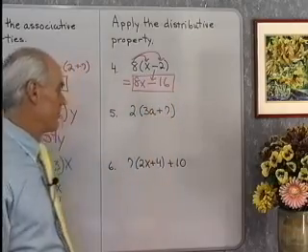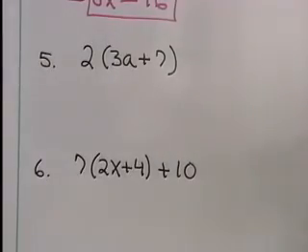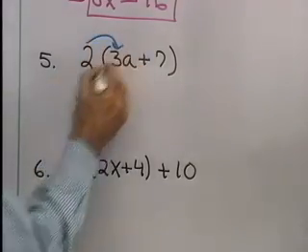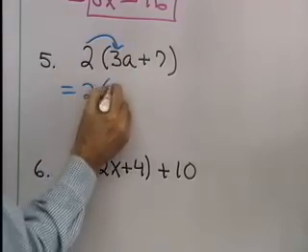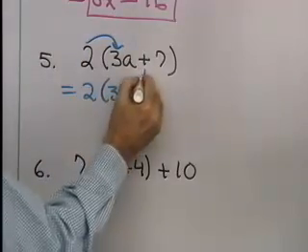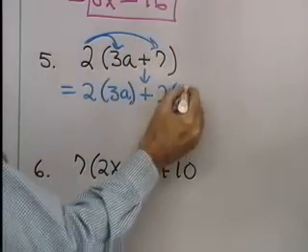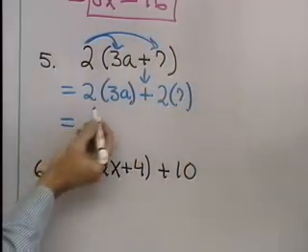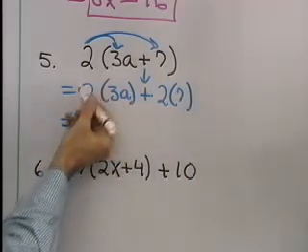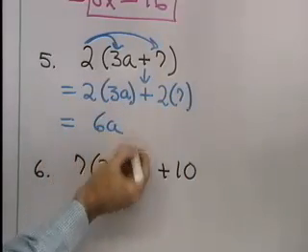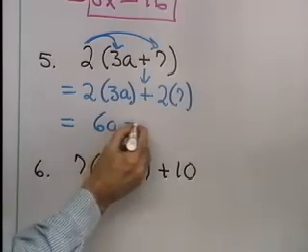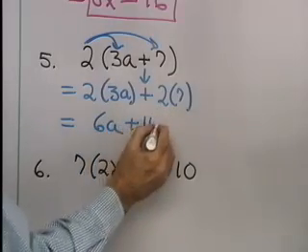Here's our next problem. 2 times the quantity 3a plus 7. I want to apply the distributive property. So I have 2 times 3a plus 2 times 7. Now, I can actually multiply here. 2 times 3a by the associative property is 6a. I won't show all those steps, but it does come out 6a. Plus 2 times 7 is 14.